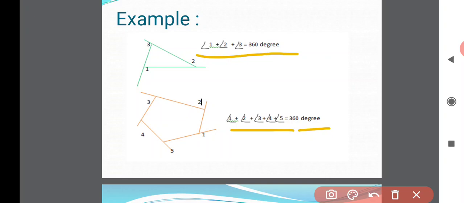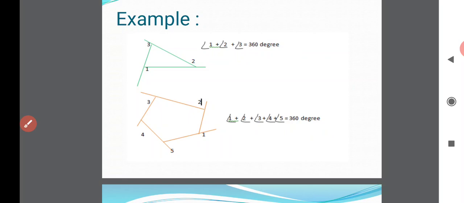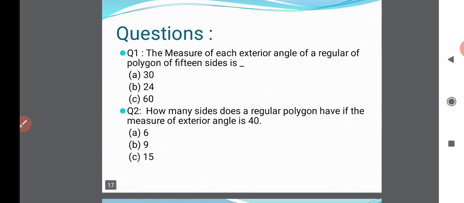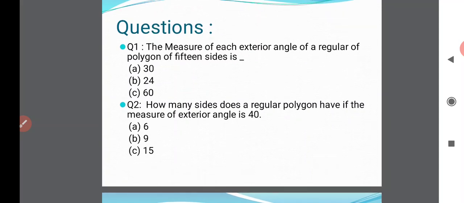So what is a quadrilateral actually? A quadrilateral is a simple closed curve or a polygon which is made up of 4 line segments. Now let's understand the values. First of all, let's solve a few questions. The measure of each exterior angle of a regular polygon with 15 sides. What do you have to calculate? You have to calculate the exterior angle. What is given? The number of sides is given, that is 15. So how will you calculate this?